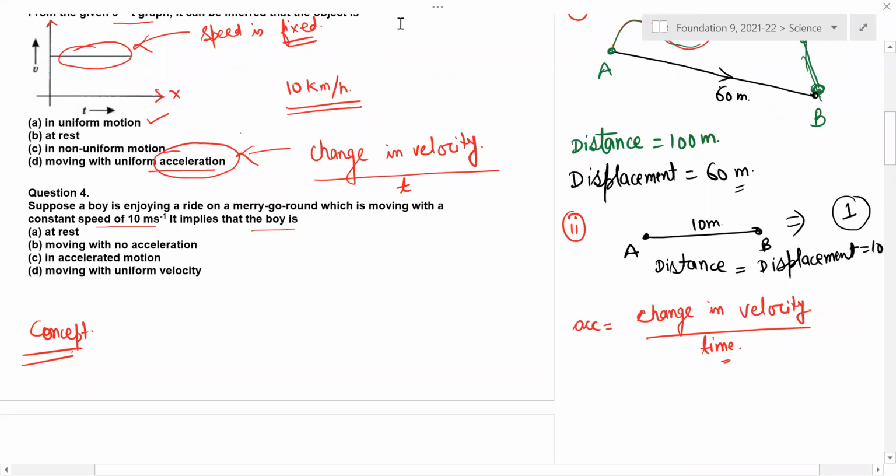What is that concept? Speed and velocity. Speed says distance by time.